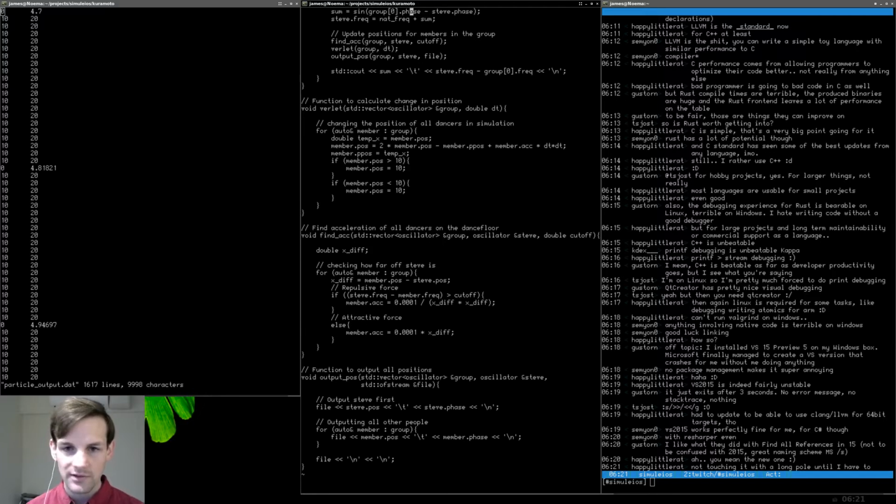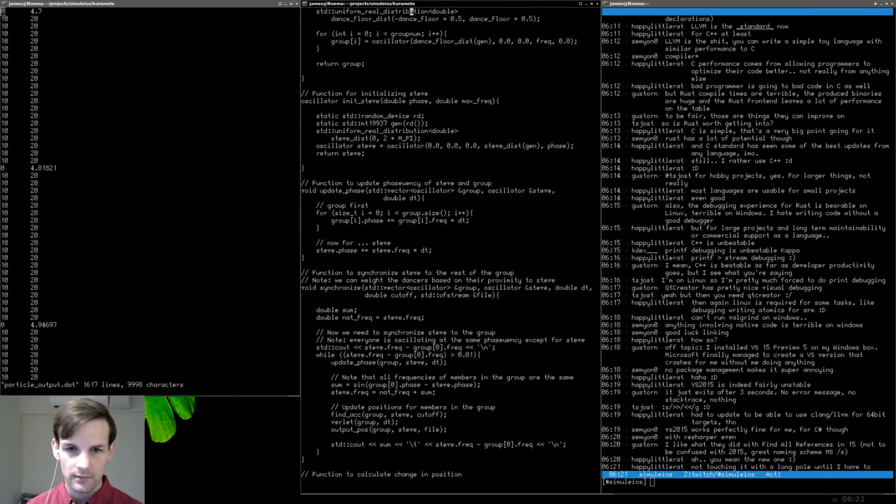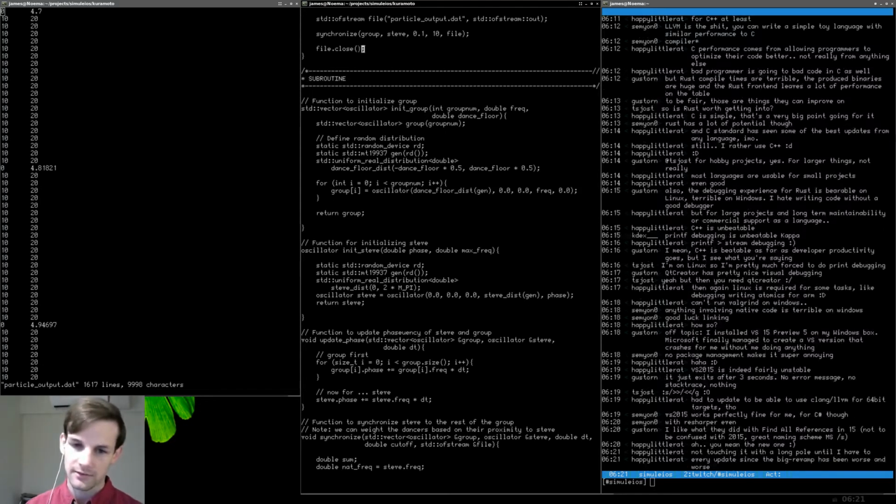Let me go up to where we initialized the group. Where are we? Group size, update phase. I may not have given them initial position. Let me see. Distribution generator. No, I did. They are all clearly in different positions here.